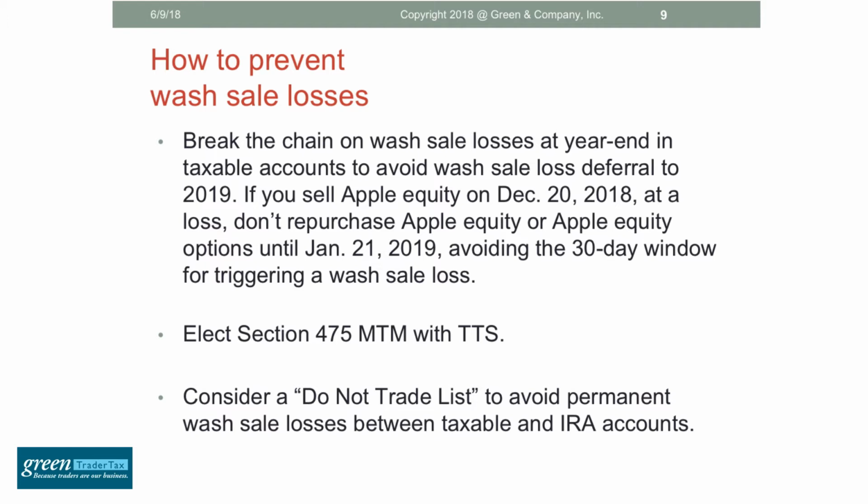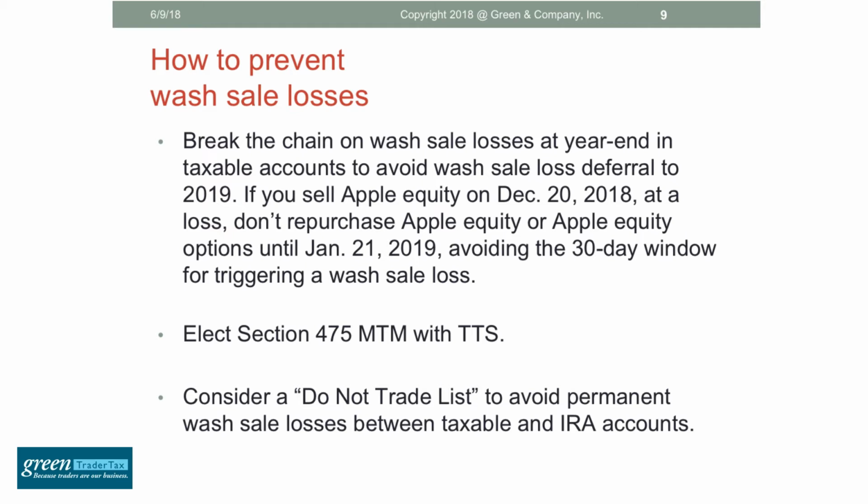Again, next best way to avoid wash sales is with a 475 election. Maybe you missed that deadline as an individual, which was April 17th, 2018 for 2018. You can stop trading an individual account, form an entity, elect 475 inside the entity within 75 days of inception. That breaks the chain on wash sales in your individual account, so you won't have a year-end problem.